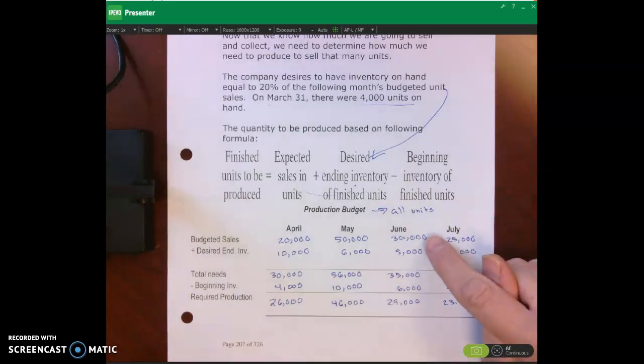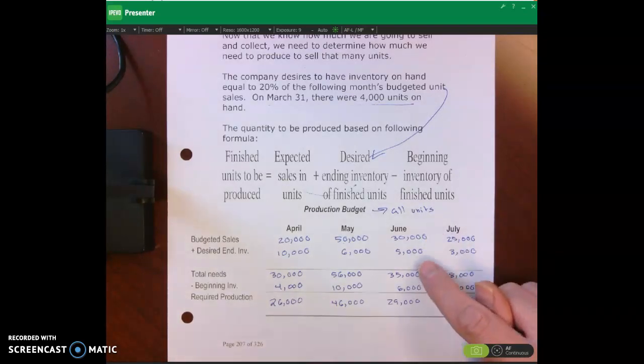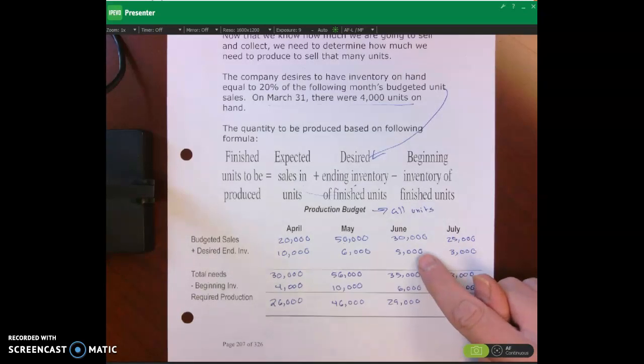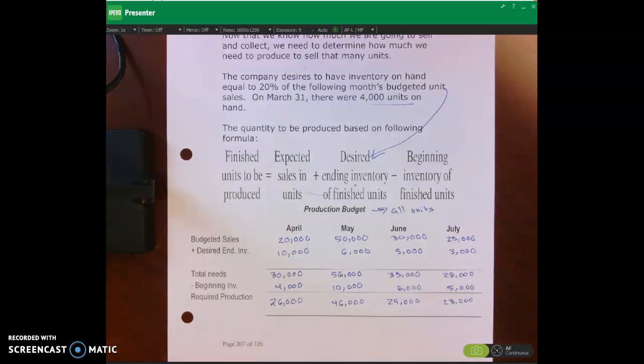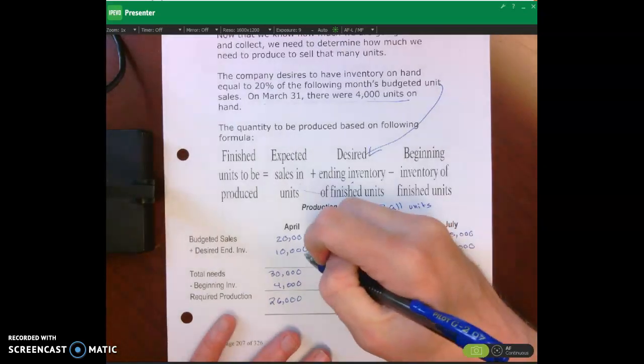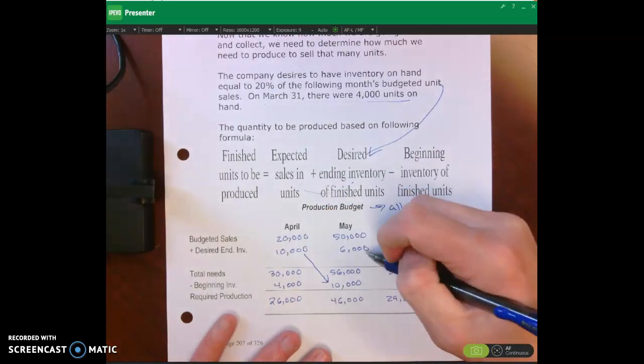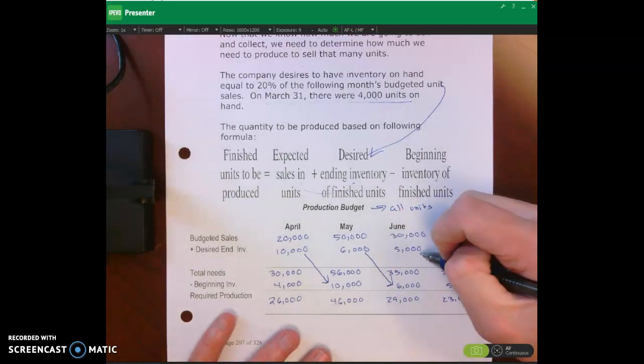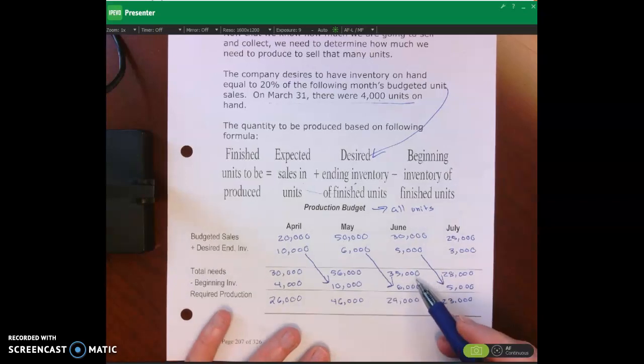So we can see June budgeted sales, which we got from the sales budget, 30,000. And then I also put in July budgeted unit sales that we got again from the sales budget, 25,000. 20%, 5,000 right over there. Add the two together, 35,000. And just like what we saw before, ending for the previous month becomes beginning for this month. 35,000 minus the 6,000 gives us the 29,000.